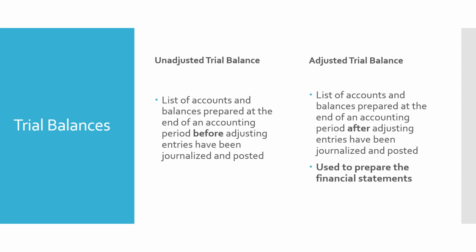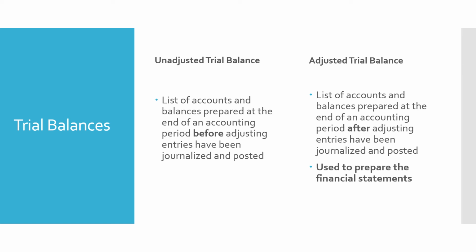So we've prepared an unadjusted trial balance, and we know that that is just a list of all of your accounts and your balances sorted into debit and credit columns that is prepared at the end of an accounting period before your adjusting entries have been journalized and posted. So the unadjusted trial balance is going to identify if you have a problem with your debits not equaling your credits. There are lots of other kinds of errors that it's not going to catch, but if you do an unadjusted trial balance and your debits don't equal your credits, then there's no way that your balance sheet is ultimately going to balance. So now we're going to do an adjusted trial balance.